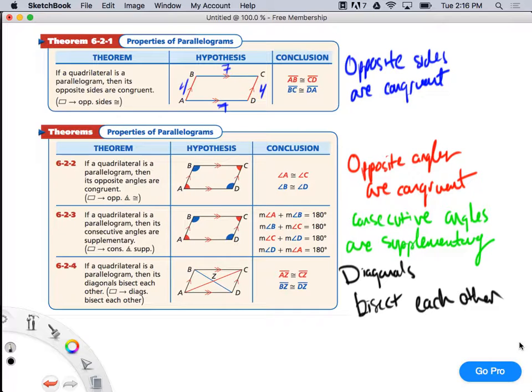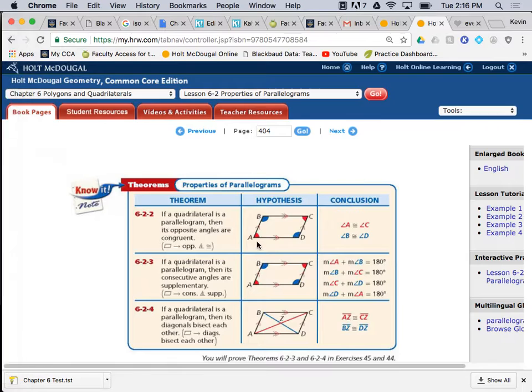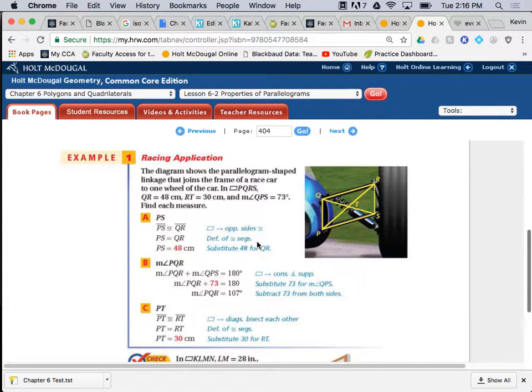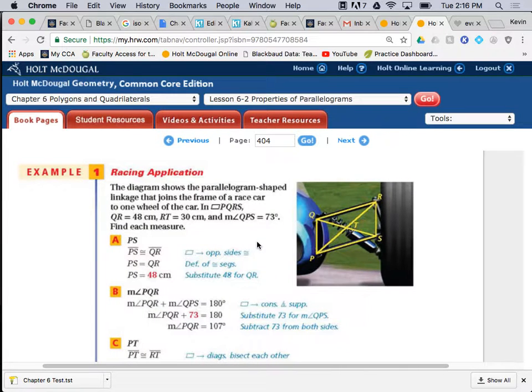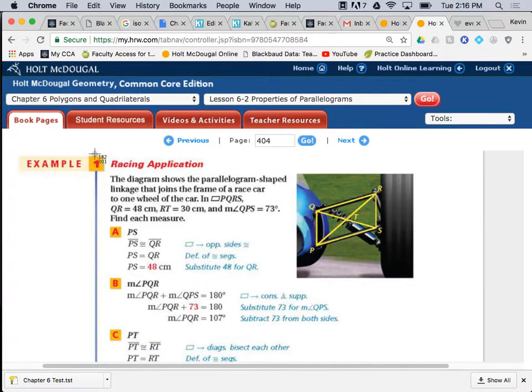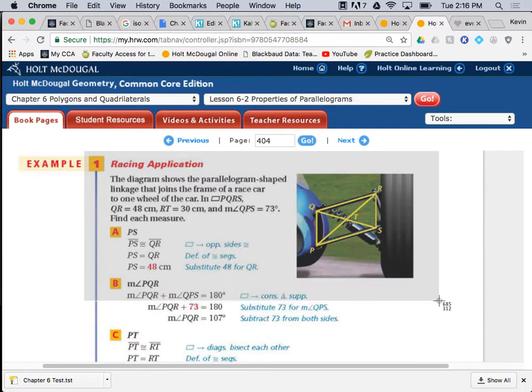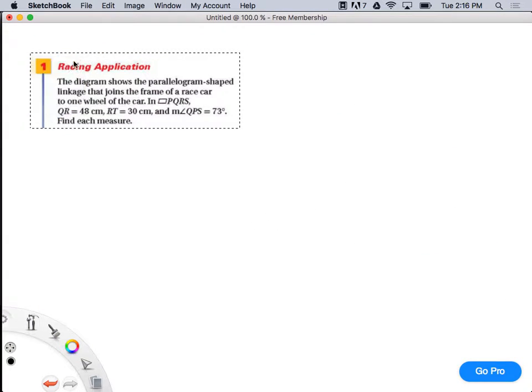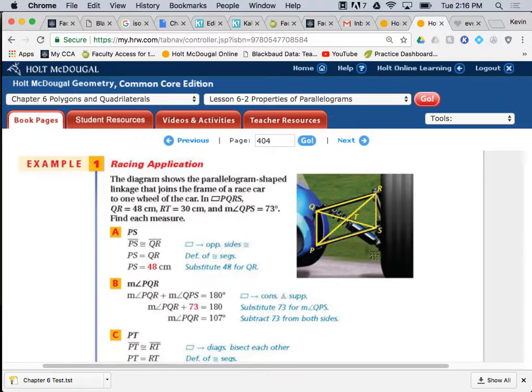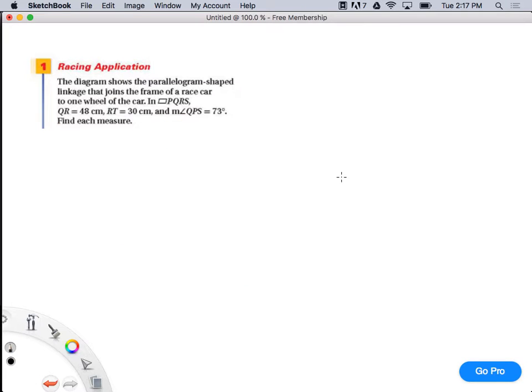The question is, how are we going to actually use that in a type of question? So I'm going to just kind of march through the book here. We take a look at this example here, and I'm just going to copy it. And this kind of covers a lot of stuff for us.